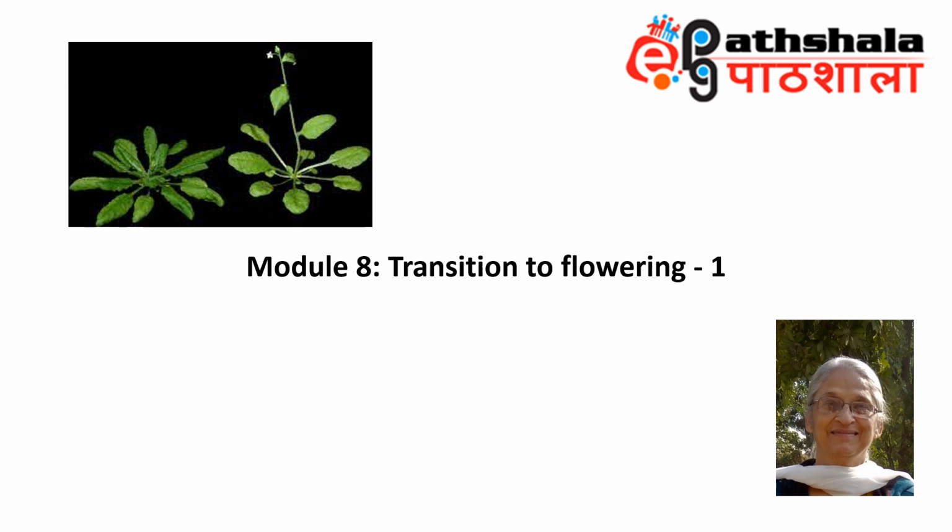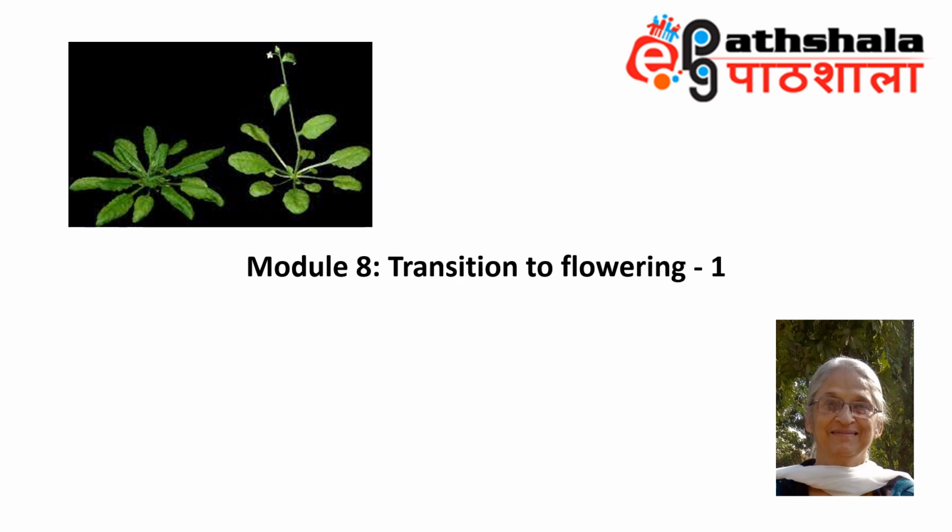Hello everyone. We shall now look at the most dramatic phase in the life cycle of a plant, that is, when it starts flowering. Flowering marks the beginning of the reproductive phase of the plant, during which the shoot apical meristem or the axillary meristems are transformed into reproductive meristems.